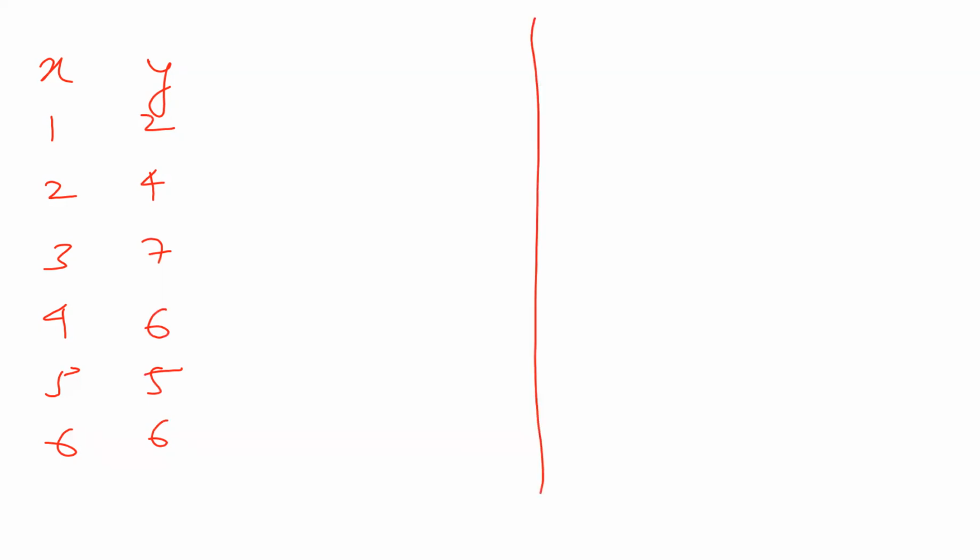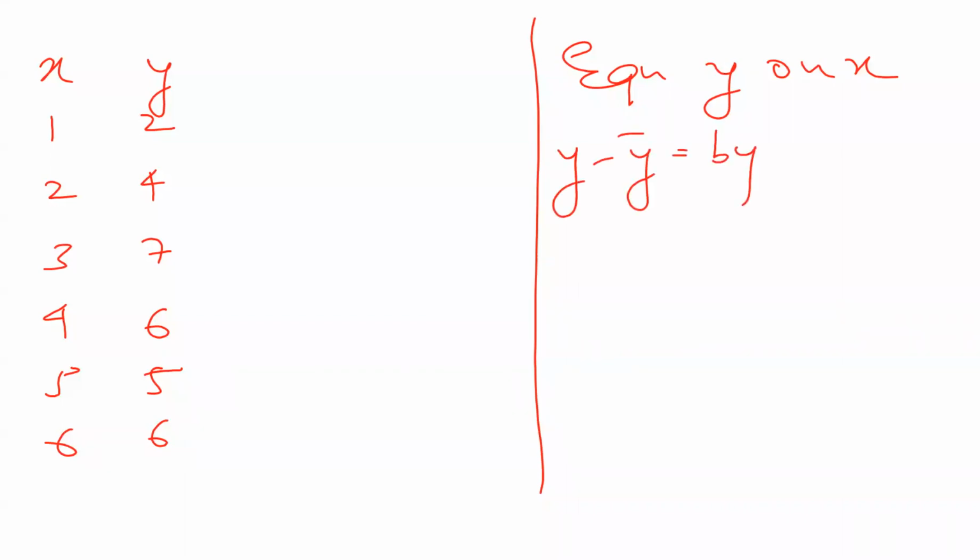Now first of all, in this particular problem, x and y data is given to us. X is 1 2 3 4 5 6, and y is 2 4 7 6 5 6. In this problem they are asking the equation of y on x, and to find y when x is equal to 10. So the equation of y on x is y minus y bar equals byx into x minus x bar. Now x bar and y bar are the arithmetic means, byx is the regression coefficient of y on x. So we are going to solve this now.